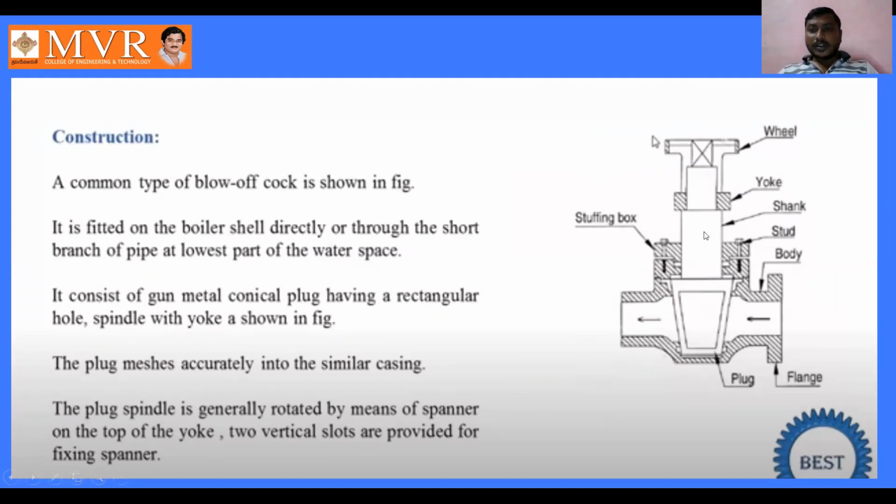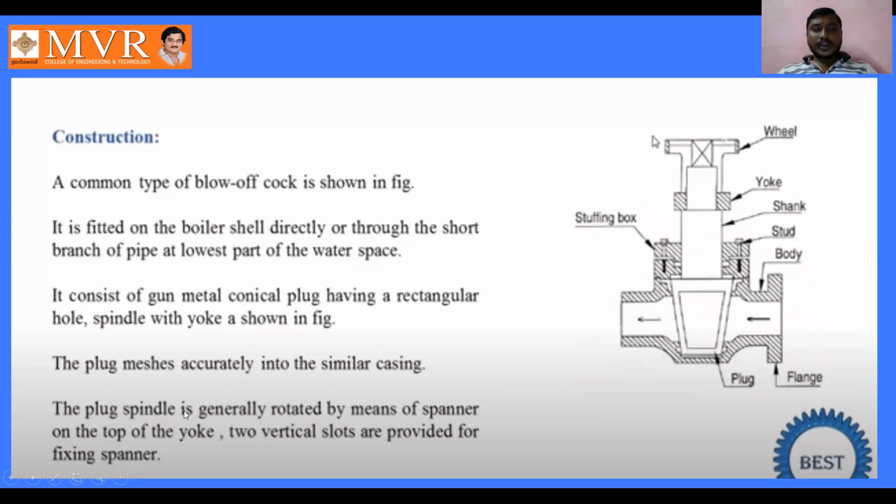Here, this is the spindle which is used to rotate, as shown in the figure. The plug fits accurately into the smaller casing. The plug is accurate in the smaller casing. This is the casing which we can observe here. This is the part we are naming as the casing.